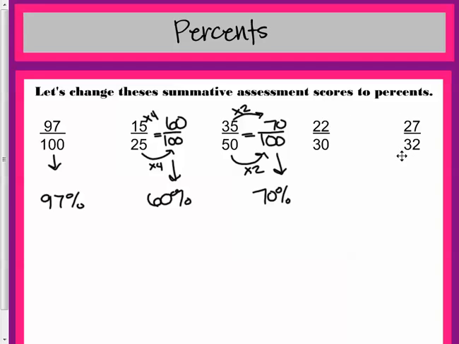Now this is where it gets a little trickier. I can first try to simplify and get 11 out of 15, but that doesn't get me to 100 easily. So what I have to think about is this as being a division problem, 22 divided by 30. Put that in your calculator and you get 0.73, and you see a lot of threes, don't you?